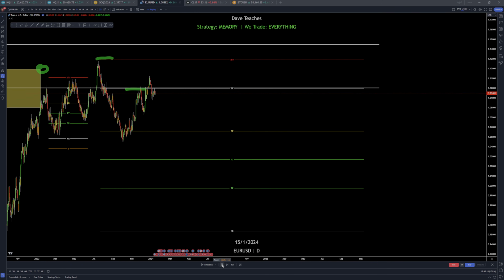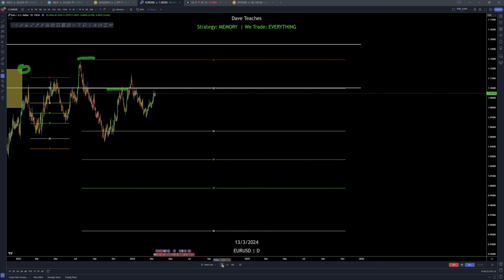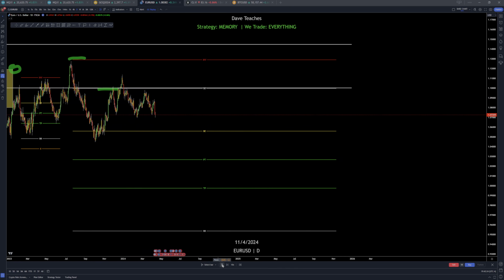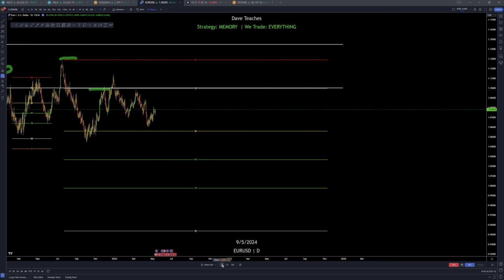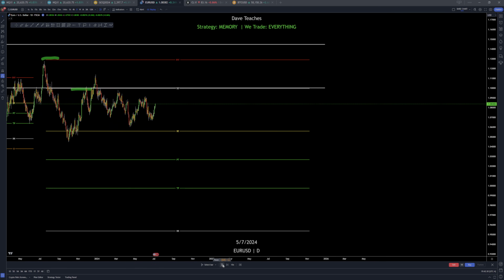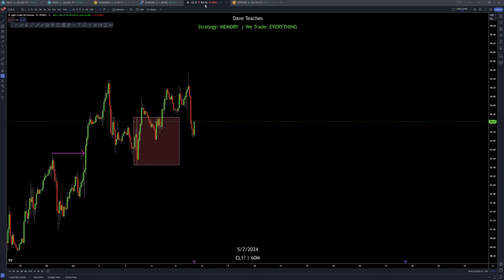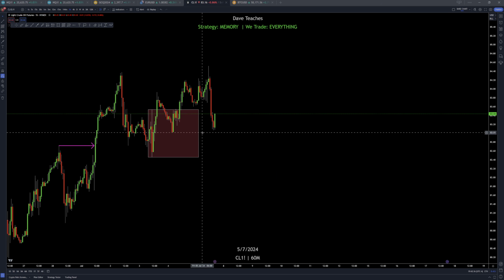So these things are going to be on every single time frame. They're going to be on every single pair. This is just the way the market moves, and you have to just trade in the direction that the market is trading in. And this will teach you how to do that with management. So let's go to oil real quick.